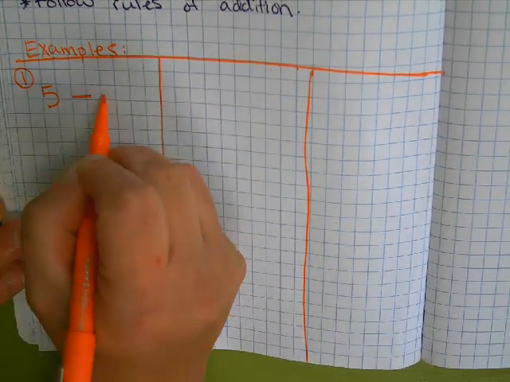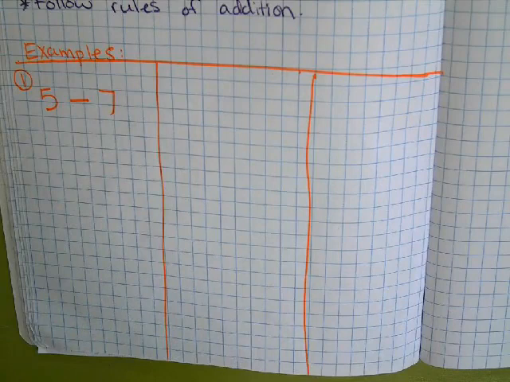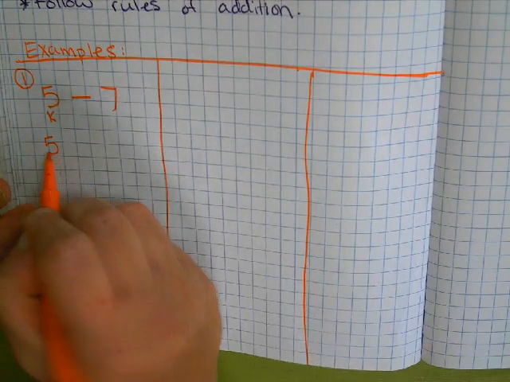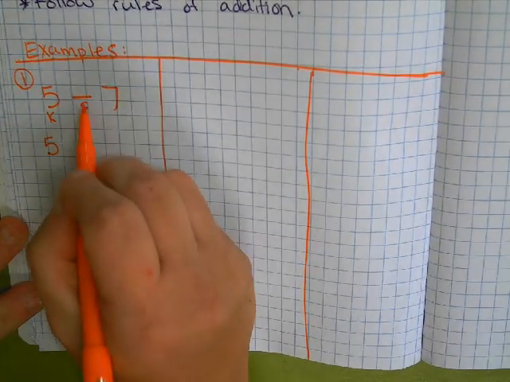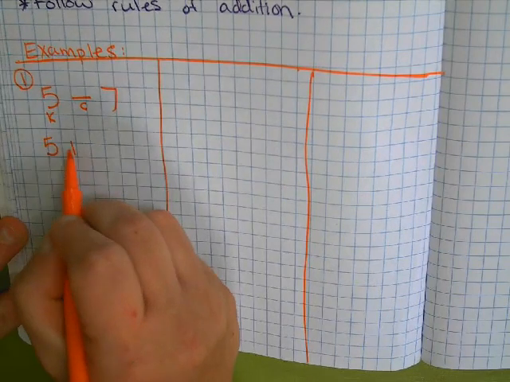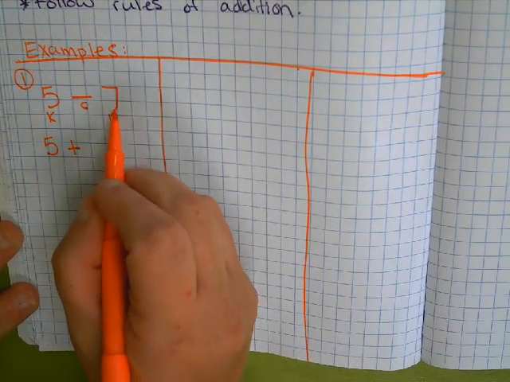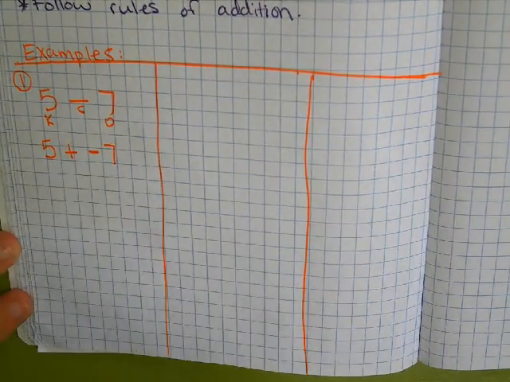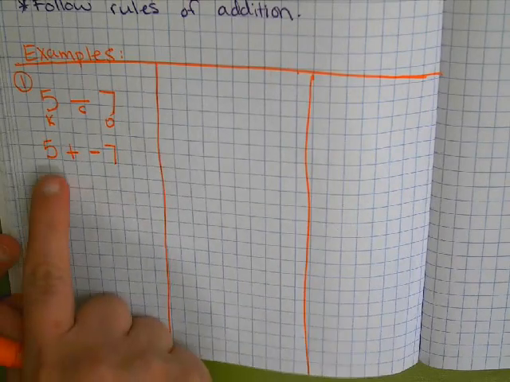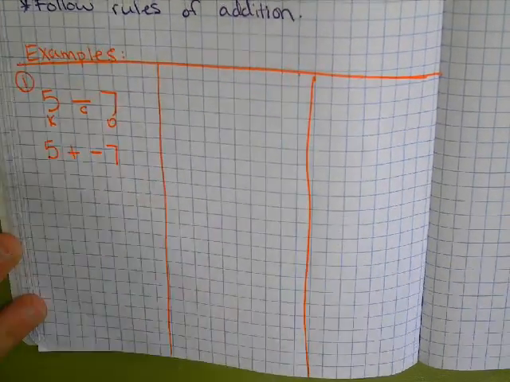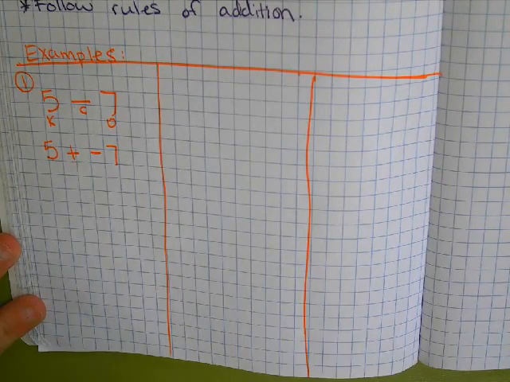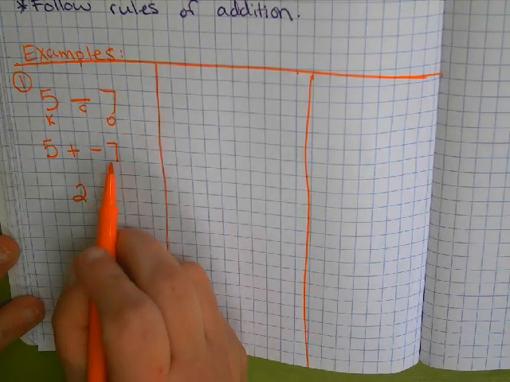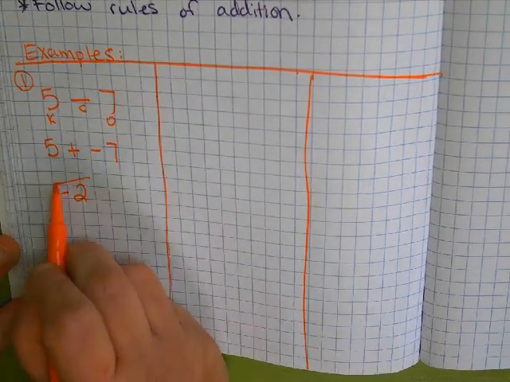So example number 1. 5 minus 7. So following our rules, we keep the first number the same, so it stays a 5. We change the subtraction to an addition, and then we take the opposite of 7. The opposite of 7 is negative 7. So now I follow my rules for addition. My signs are different, so I have a positive 5 and a negative 7. Signs are different, so I subtract. 7 minus 5 is 2, and keep the sign of the bigger number, and the bigger number is 7, so it's negative 2.